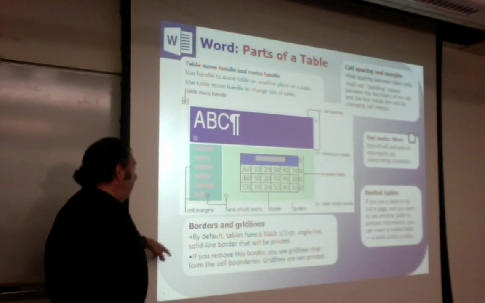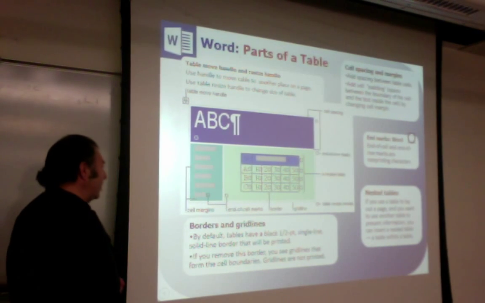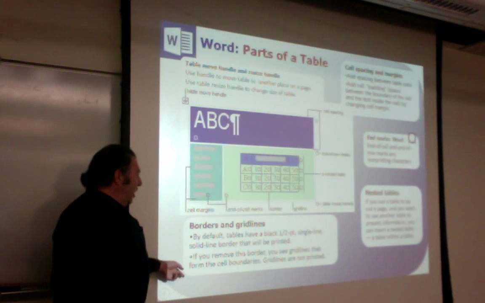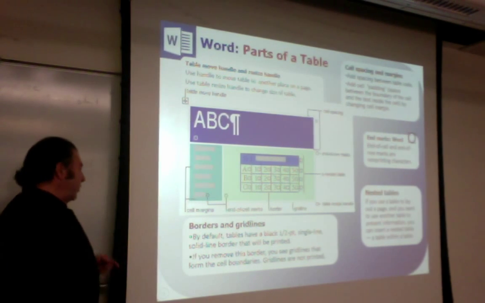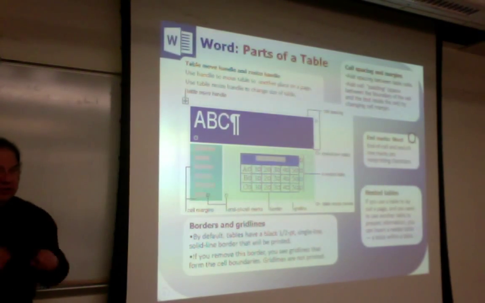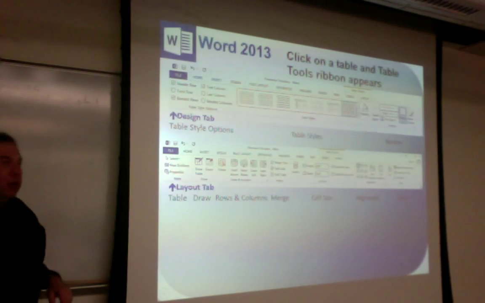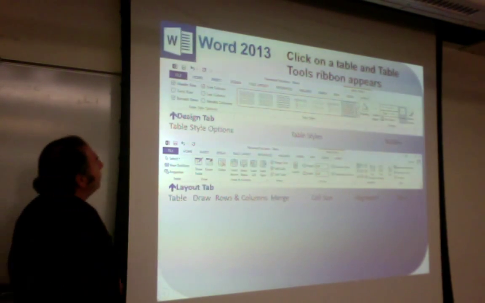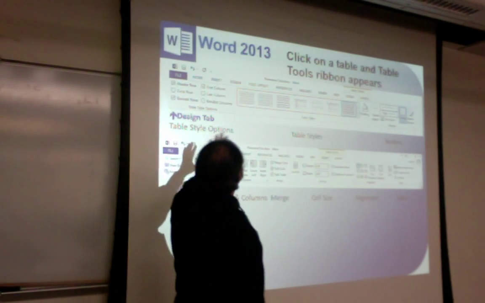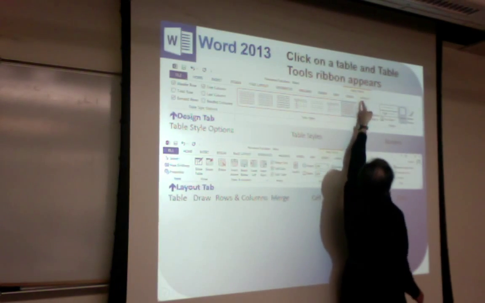Okay? The default is a black half-point, single-line, solid-line border that does print. If you remove the border, you'll see grid lines that form the cell. But the grid lines are not printed. You'll just see a little thin blue line that'll show up. Okay? There is a ribbon. You can get table tools up there. Okay? So when you're working in a table, you have 2 buttons, layout and design.